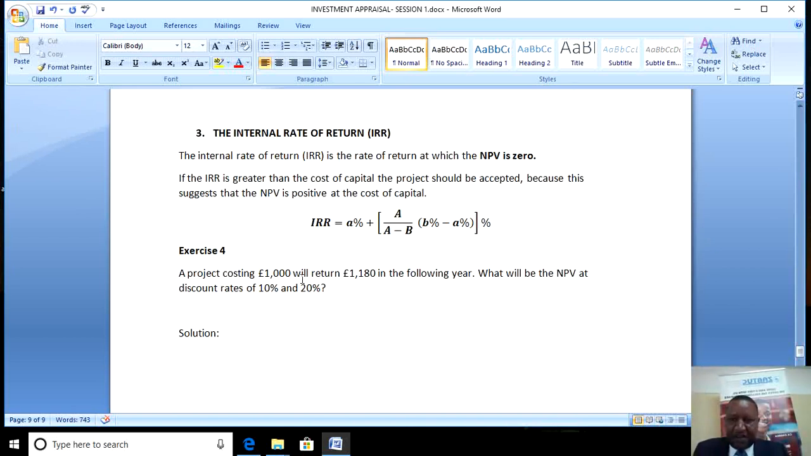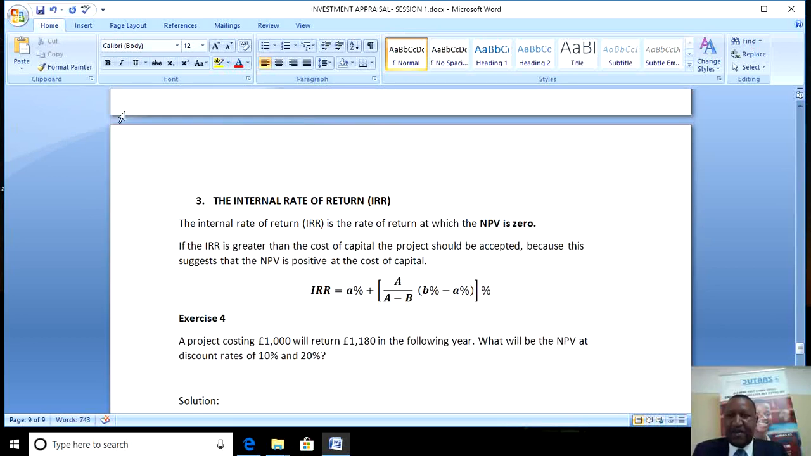A project costing 1,000 will return 180 in the following year. What will be the NPV at discount rate 10% and 20%? So you're calculating the NPV.